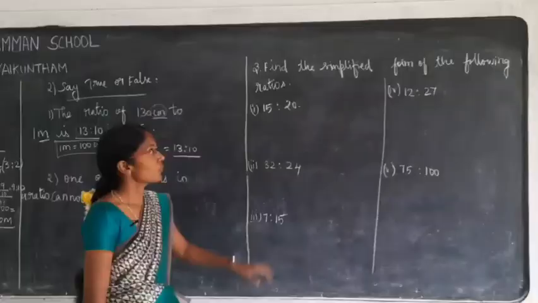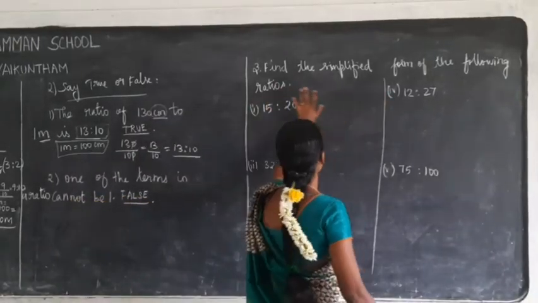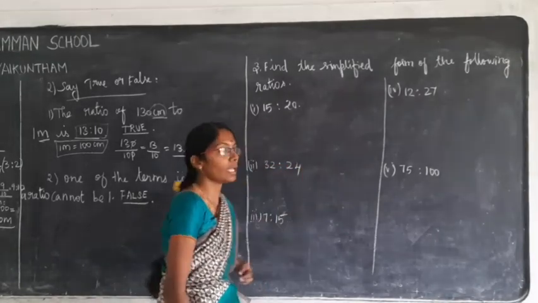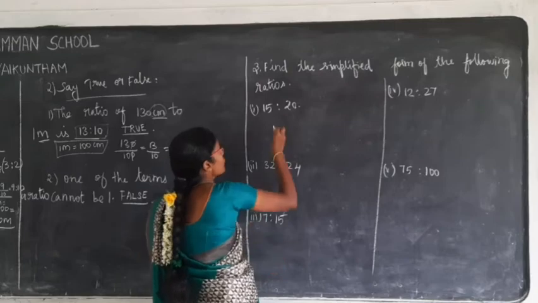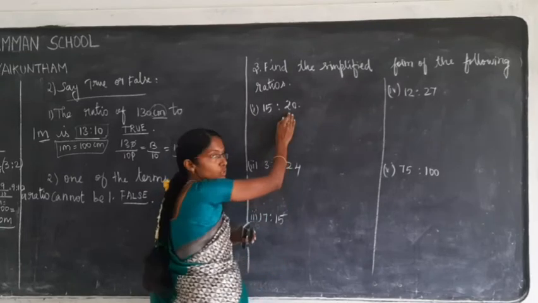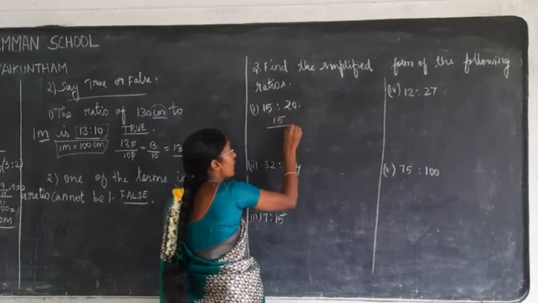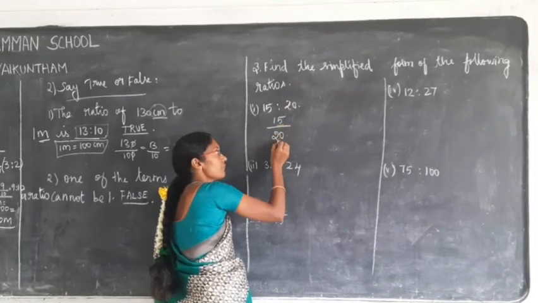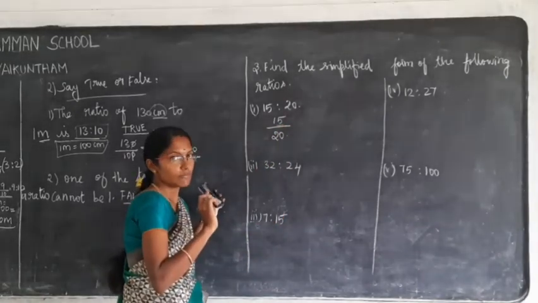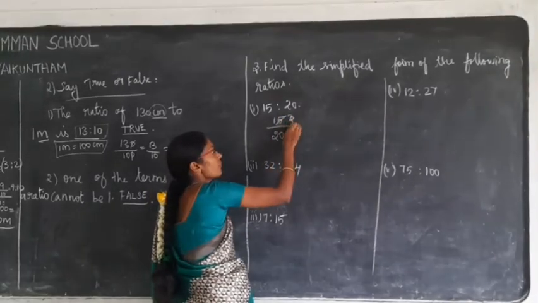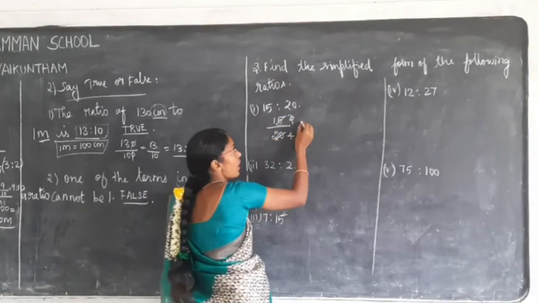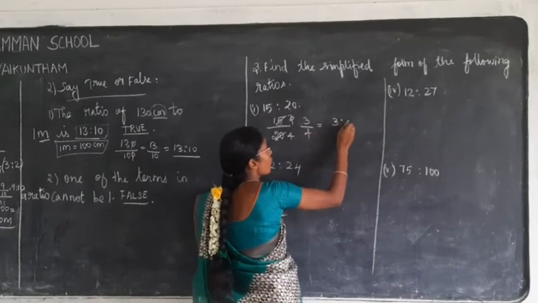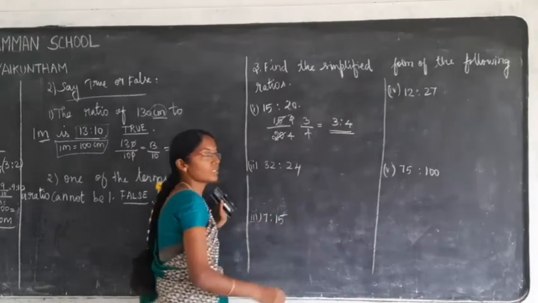Okay, clear? So the next one, find the simplified form of the following ratios. They had given the ratio, we have to find the simplified form. First question is 15:20. So how will you write this? 15 divided by 20. Here it ends with 5 and 0, so it comes under fifth table. So 3 5s are 15, 4 5s are 20. So 3 by 4, which is equal to 3:4. So the simplified answer is 3:4.